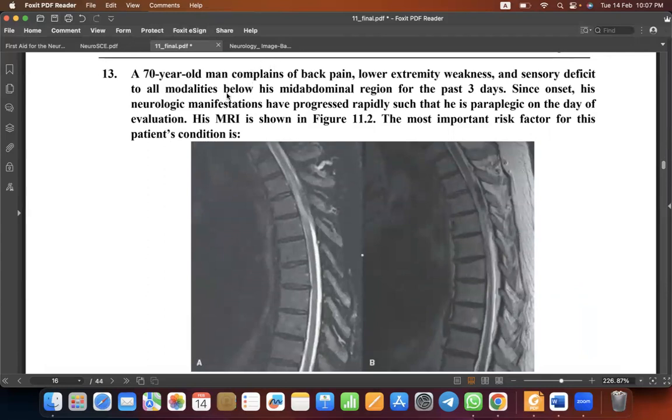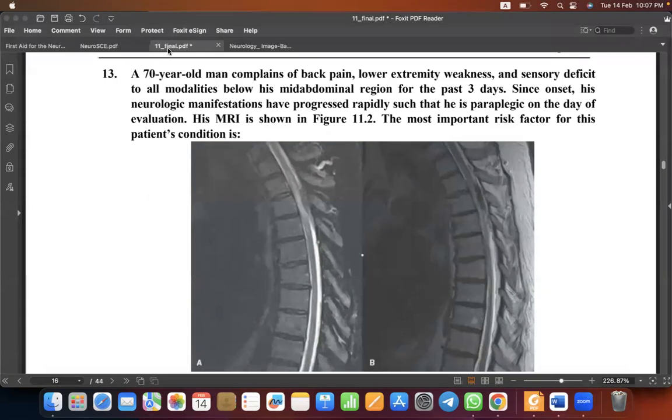As you can see, this is the thecal sac. This is the cord. There is some problem here. These are the problems. As I can see, it is approximately 3 days. There's some signal change, I think ongoing. No vertebral involvement, I guess. So the most important thing is the back pain, some extremity weakness, some sensory deficit, and since the onset, the neurological features progressed rapidly, becoming paraplegic with MRI features.